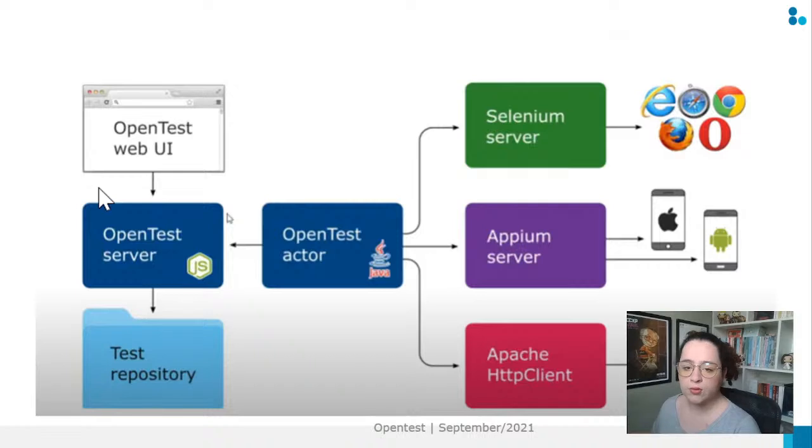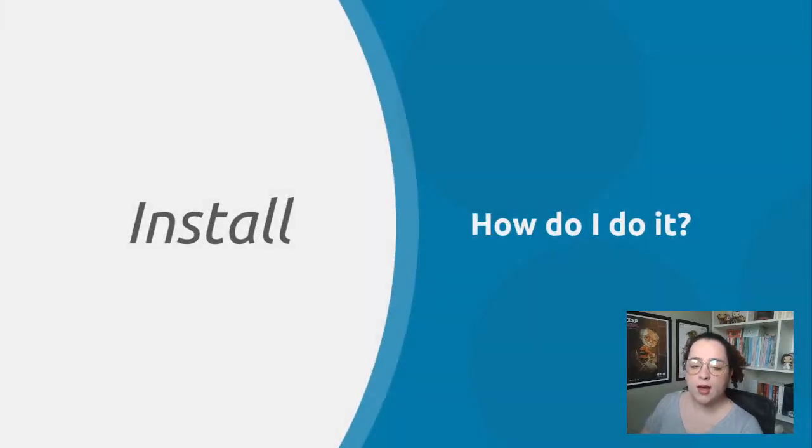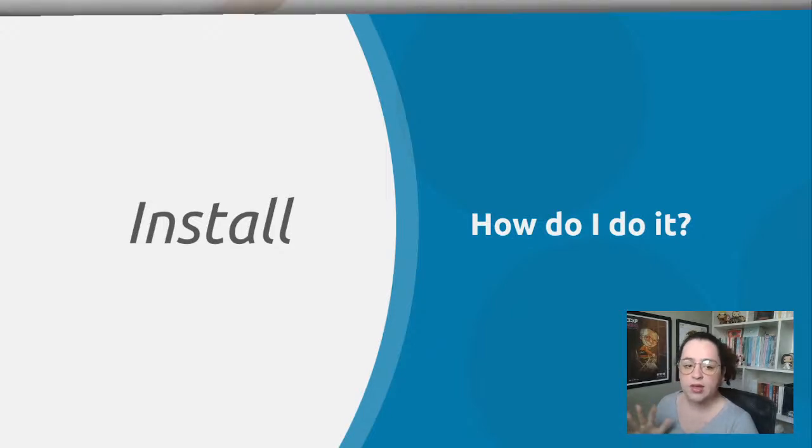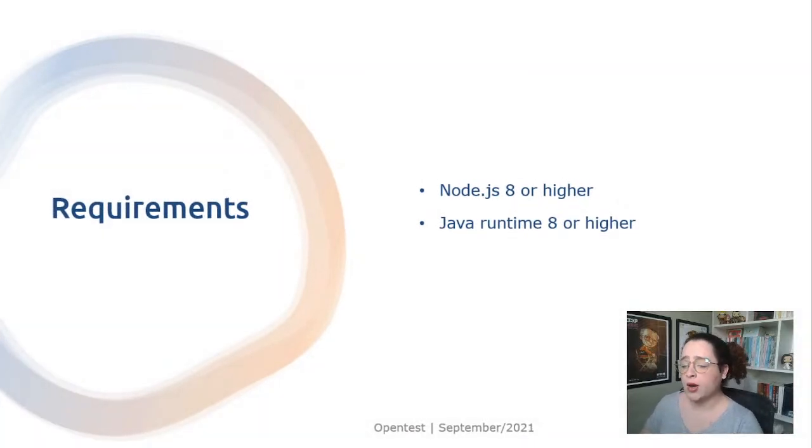So moving to the next point, how to install, how do I do it. Okay, so we have two requirements. Using the same requirements that we use for JMeter, for example, using OpenTest, we also need to have Node.js 8 or higher, and Java runtime 8 or higher. And having these two requirements, we can start the OpenTest actor and OpenTest server.